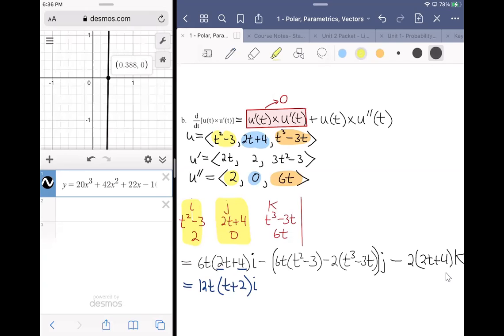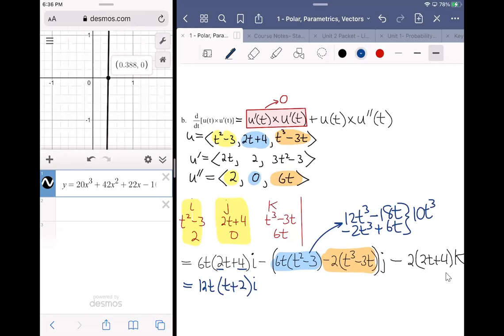minus. Now, for this, you might want to just save yourself the time and, let me get a different highlighter color here, chuck this stuff off on the side here. Just go beep. So that's going to be 12t cubed minus 18t minus 2t cubed plus 6t. All right, so that combines to give me 10t cubed minus 12t. So that'll clean up a smidge. Nothing too crazy, but it is something. So I can pull out a 2t, so minus 2t. So that's 5t squared minus 6. That's my J component.